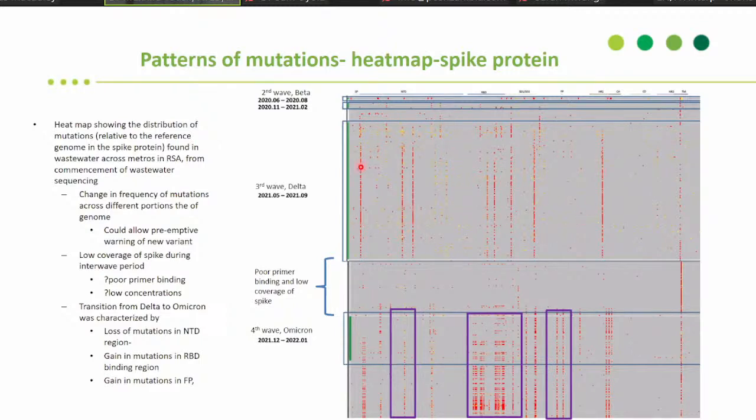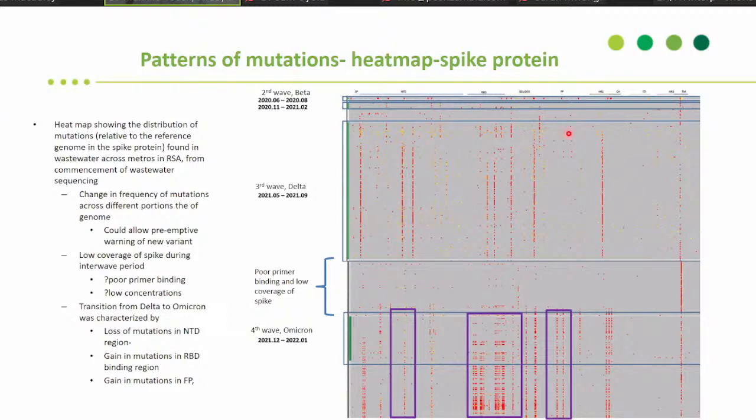So what we can see is that we can identify a specific mutational pattern for each variant, and it could also be for each wave. You can see there's a pattern of mutation here and there. But from this time to the next, from the third wave to the interwave, we lost all these mutations. We think this could be attributed to the low coverage of spike sequenced. The reason for that could be the low number of cases and therefore a low number of people shedding the virus into the wastewater.